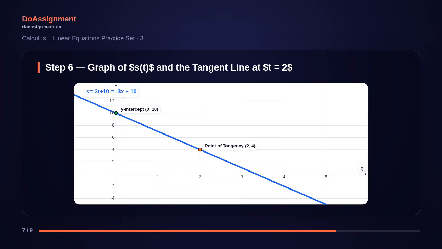Here we can see the tangent line with slope negative 3 touching the curve at the point (2, 4). The tangent line crosses the vertical axis at 10 and decreases as t increases.